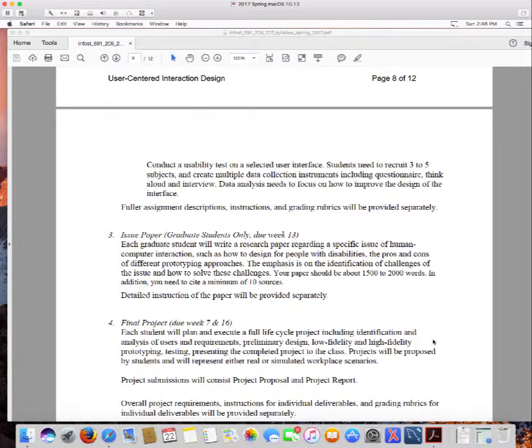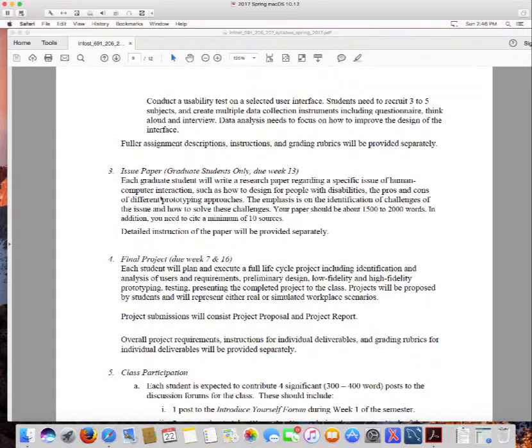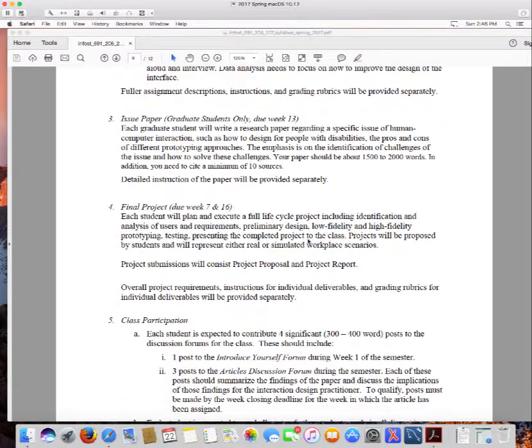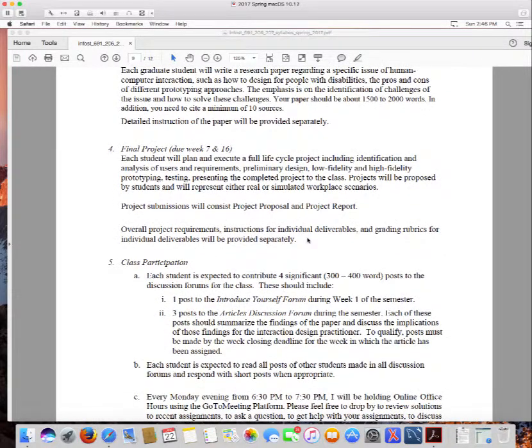Final project. Let's talk about that. There will be detailed instructions on the paper and a grading rubric, which I will be publishing separately. The final project: everybody's doing it. Each student will plan and execute a full lifecycle project, including identification and analysis of users and requirements, preliminary design, low fidelity and high fidelity prototypes, testing, and presenting the complete project to the class.